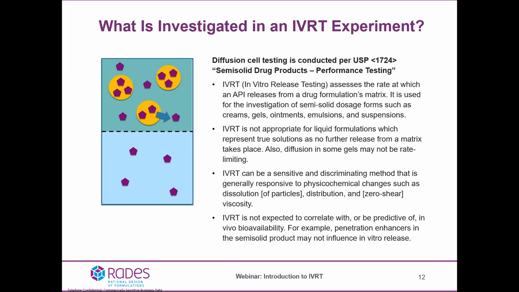IVRT assesses the rate at which an API is released from a drug formulation's matrix. It is used for the investigation of semi-solid dosage forms, such as creams, gels, ointments, emulsions, and suspensions. It's important to note that it is not appropriate for liquid formulations, which represent true solutions, as here, no further release from the matrix takes place. Also, in some gels, diffusion may not be rate limiting. For other gels, however, it may be. This depends on the viscosity and the kind of interactions that can occur between the thickening polymer and the active.